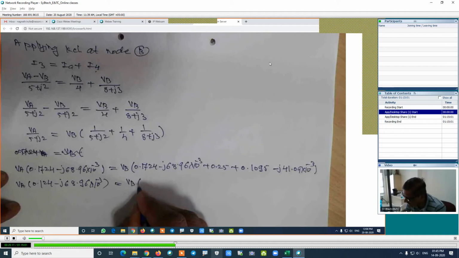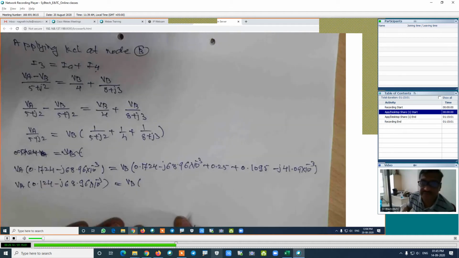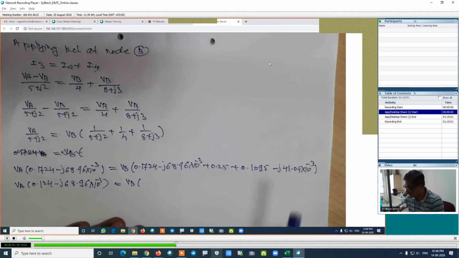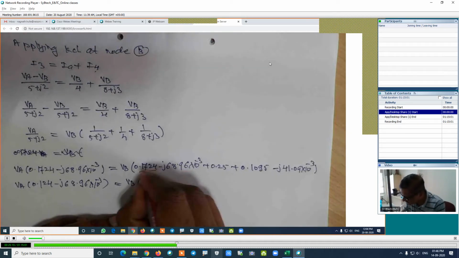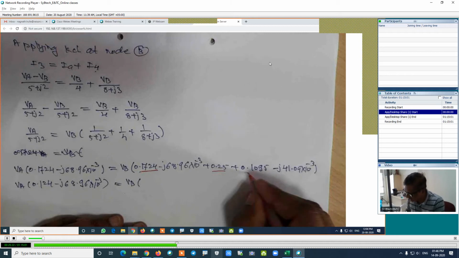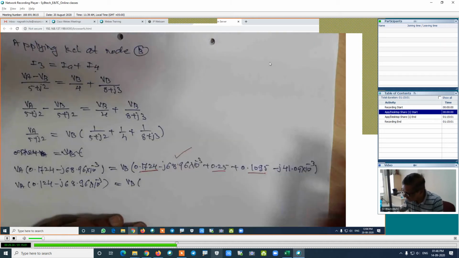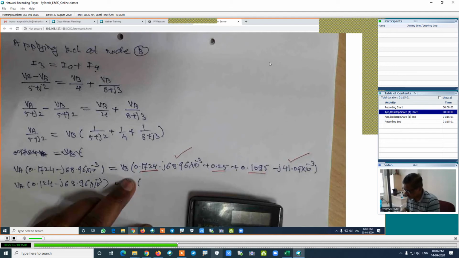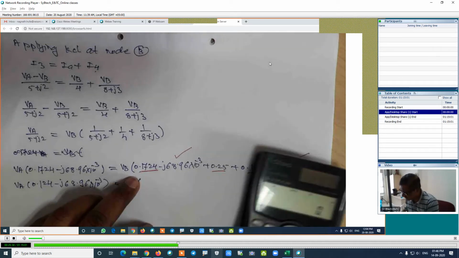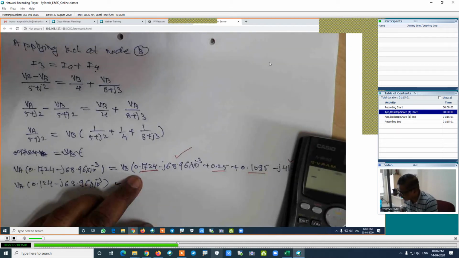Inside the bracket, I will find out this value. Add the real part with real, imaginary with imaginary. In this case, this is the real part. Are you getting me? This is the real part and this is the real part. This is the imaginary part and this is the imaginary part. I will add the real part with real and imaginary with imaginary. Otherwise, you can do all these calculations using complex numbers also. No issues. But here I will use the simple methodology. I will just add real part with real.